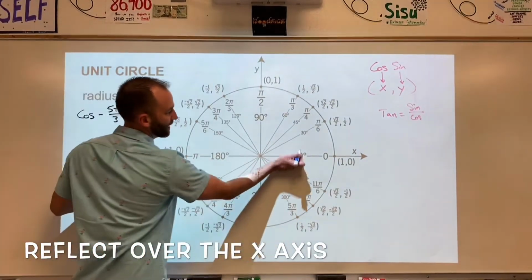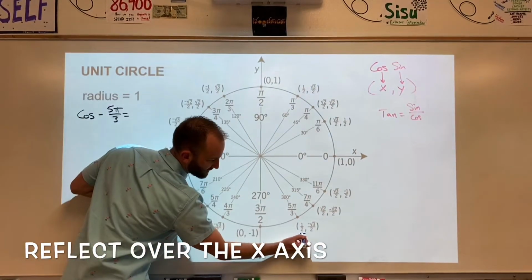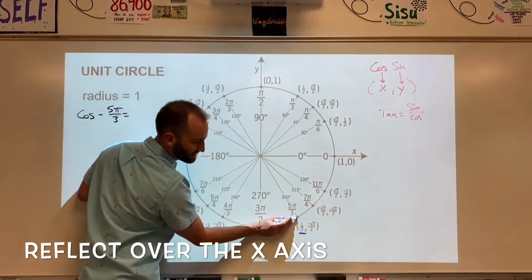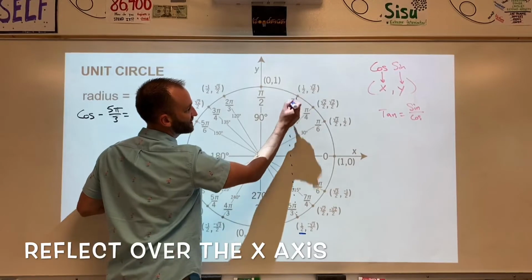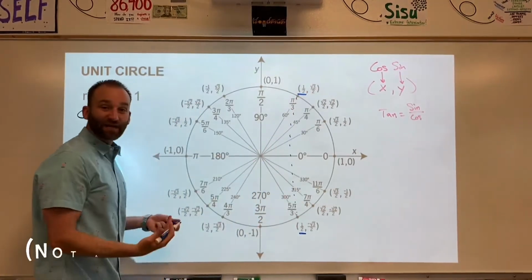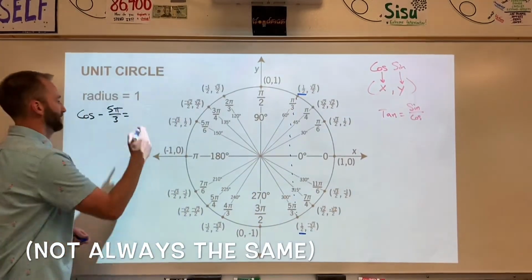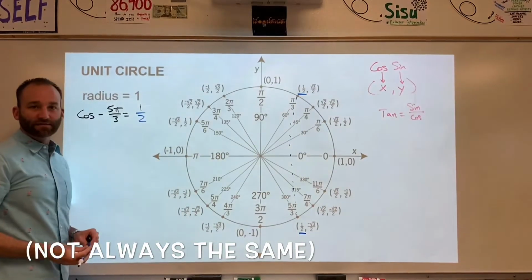So check it out. I'm going to find 5 pi over 3. I've got the x-coordinate right here. But since it's negative 5 pi over 3, I'm going to reflect it over the x-axis and just come up here. I'm going to use this one. They happen to be the same number. So 1/2 is my answer.